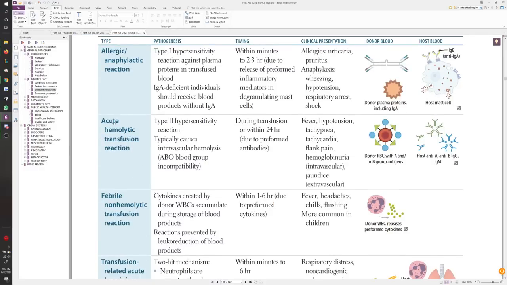Then you have acute hemolytic transfusion reaction. So this one is a type 2. And there's going to be hemolysis, which you remember we've looked at hemolytic things that can occur. So every time you have hemolysis, you kill your red blood cells. That means hemoglobin is going to be floating around. If hemoglobin is floating around, then haptoglobin is going to be causing problems.